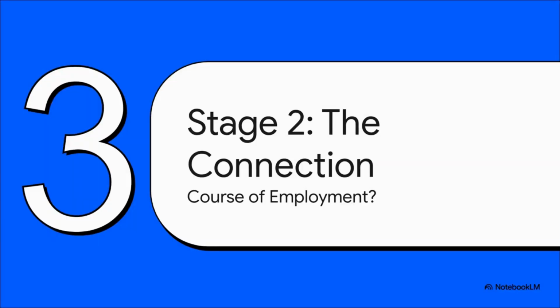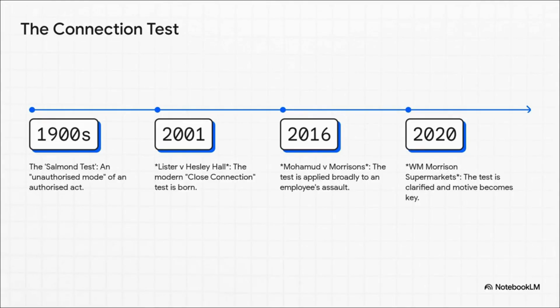All right, once you've ticked the box for stage 1, you've established the right relationship. Now we move to stage 2, the connection. And I'll tell you what, this is where most of the legal battles are fought. Just because someone is an employee, it doesn't automatically mean the employer is liable. You still have to prove their wrongful act happened in the course of employment. And the test for this has really evolved over time. It started out pretty simple with something called the Salmon test.